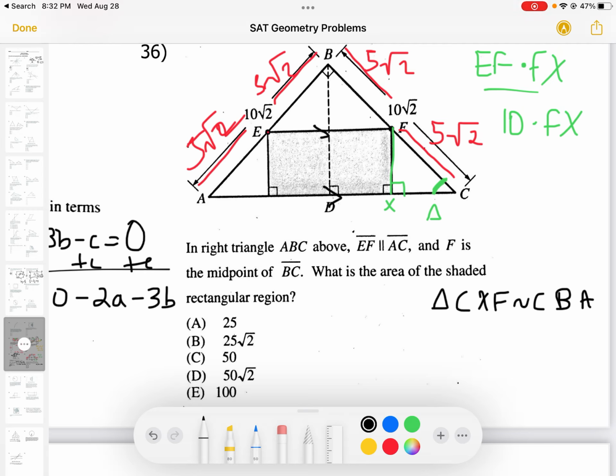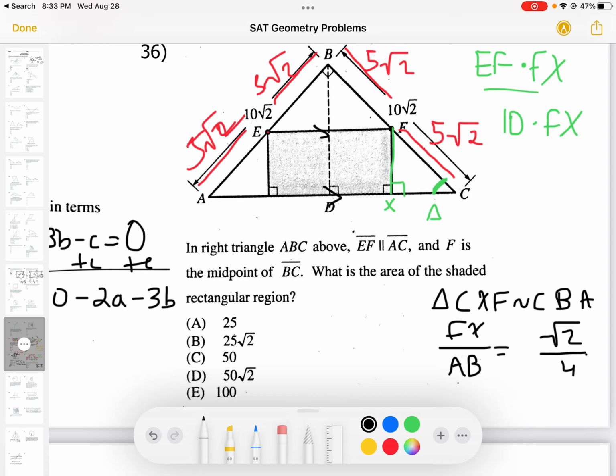So we know FX over AB will be equal to CF over AC. Now CF, we know, is 5 root 2. AC, we know, is 20. So we can simplify this. We know the ratio is now root 2 over 4.